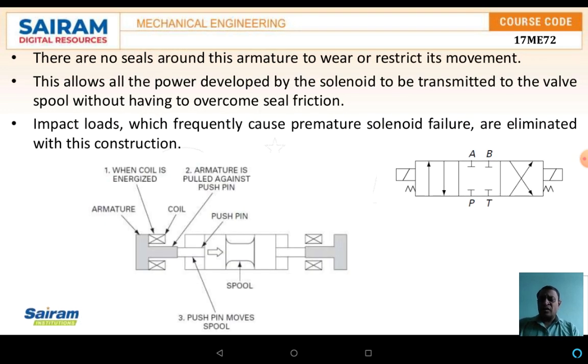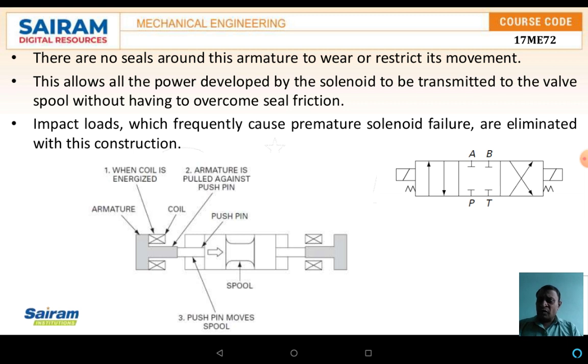There are no seals around this armature which restrict its movement. This allows the power developed by the solenoid to be transmitted to the valve spool without having to overcome seal friction. The impact load frequently causes premature solenoid failure, or elimination with this construction. See, the schematic diagram shows the solenoid controlled spool valve.